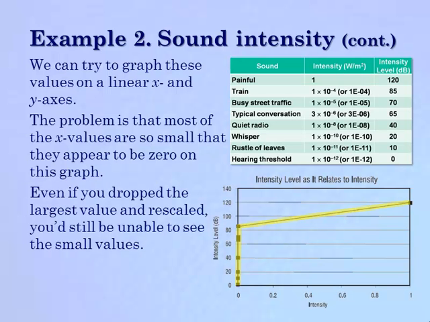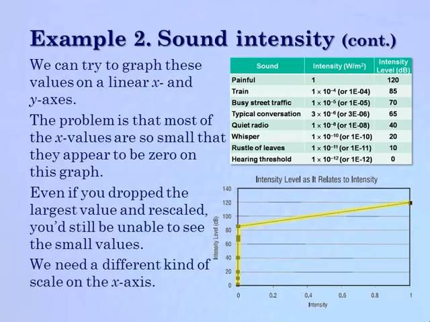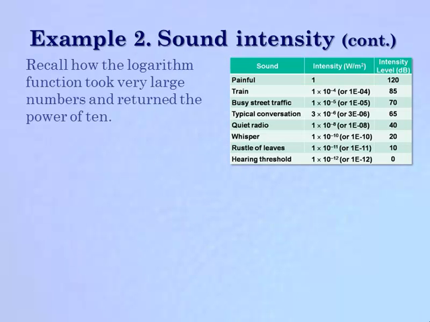The problem is that most of those x values are so small that they appear to be 0 on this graph. Even if you dropped the largest value and just started with the highest one of 10 to the minus 4, they'd still be right up against the y-axis. And so we need a way to somehow spread those out. You need a different type of scale on the x-axis.